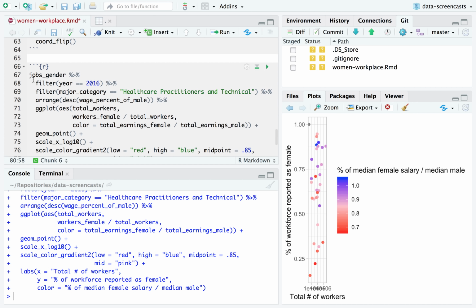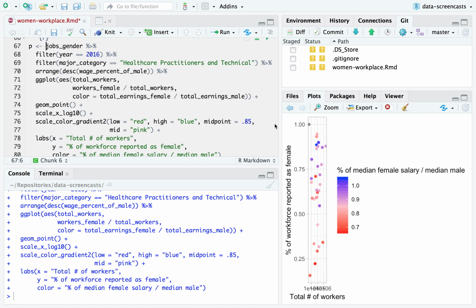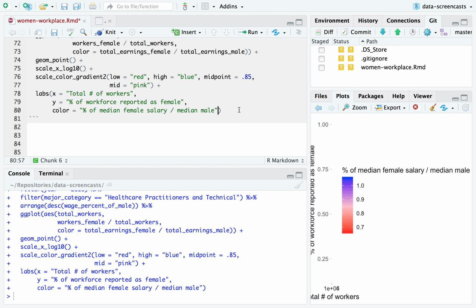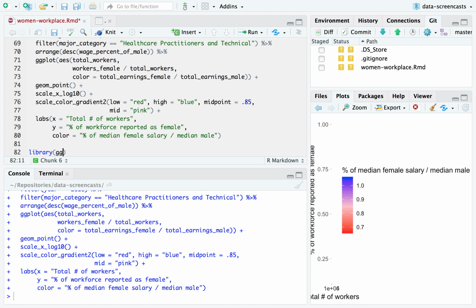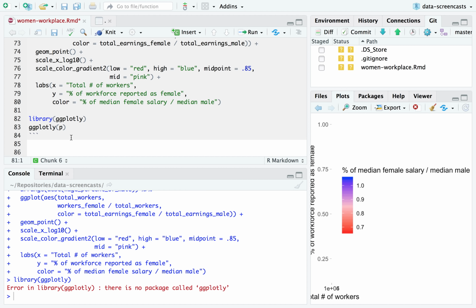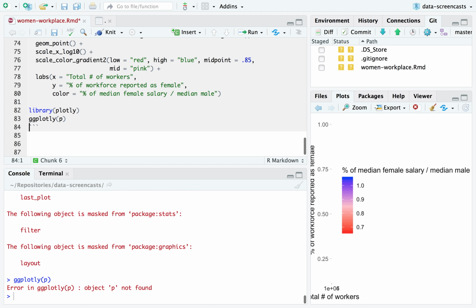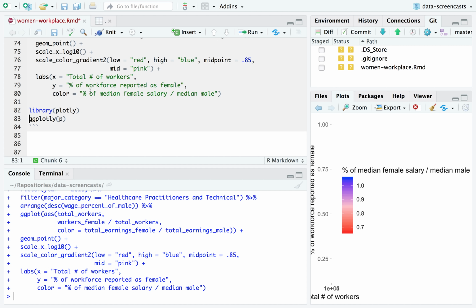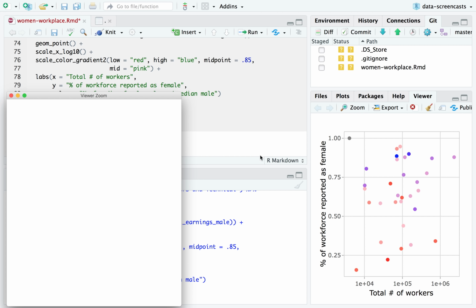I'm going to try making this an interactive plot. I'm remembering now, because I did something very similar in my first screencast. Let me see. I'm going to try saying library ggplotly. Why interactive? Because I like to mouse over points and get a bit more data about them. Oh, it's just plotly, right? Library plotly. And here's my interactive graph.